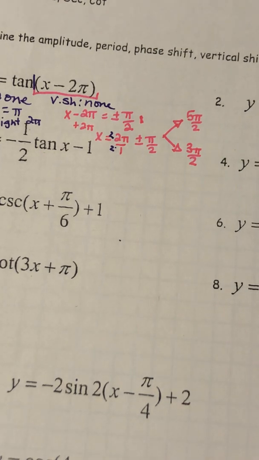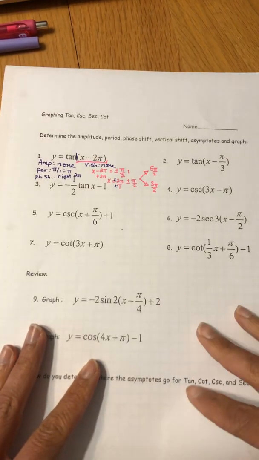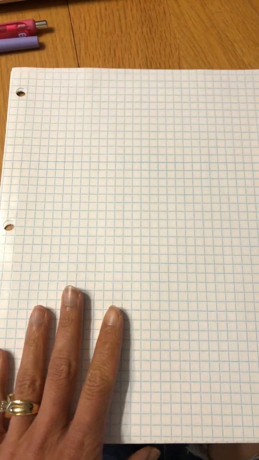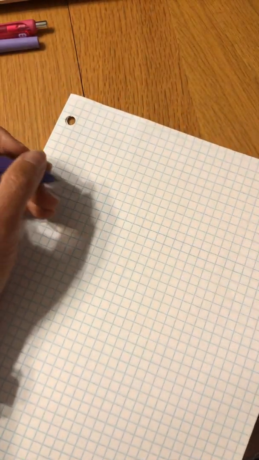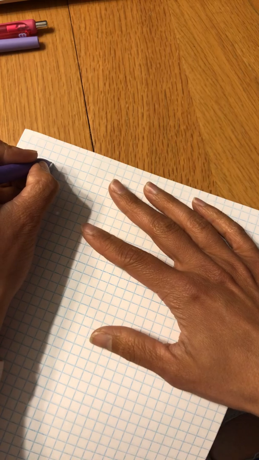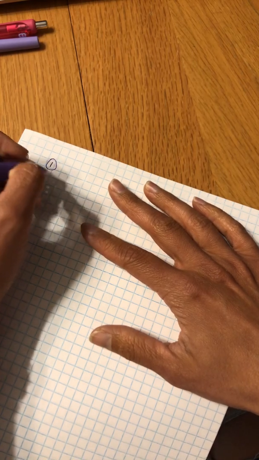So obviously there's not enough room on this paper to graph anything, so I have some graph paper ready. Now you don't need graph paper. If you don't have it, no big deal. You can use lined paper because that's better than nothing, but try to keep things as neat as possible.